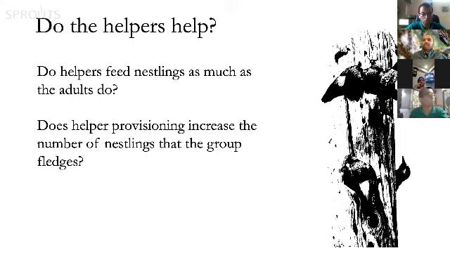And then does helper provisioning increase the number of nestlings that the group fledges? So if your mother and father together can raise 2 chicks, if you are helping to make a positive difference, you should be able to help raise more chicks than your parents can just by themselves, right? That makes sense. So these were the 2 big questions back in the 1970s, and this is what Walt Koenig originally wanted to answer.